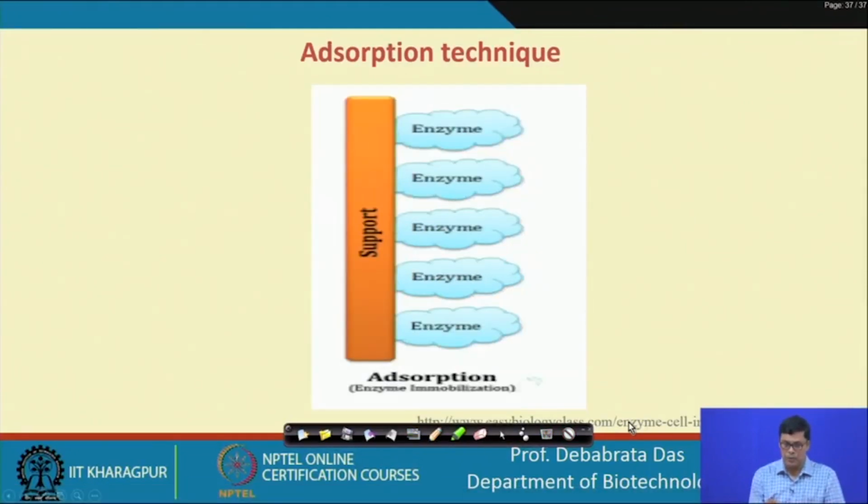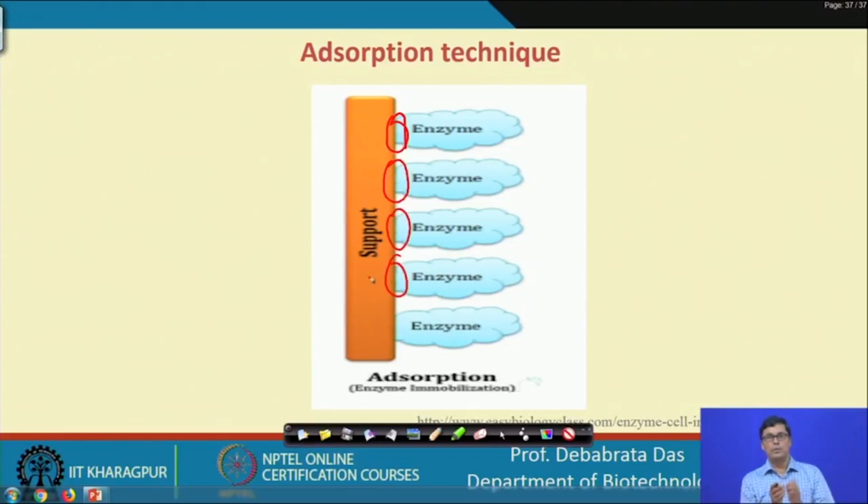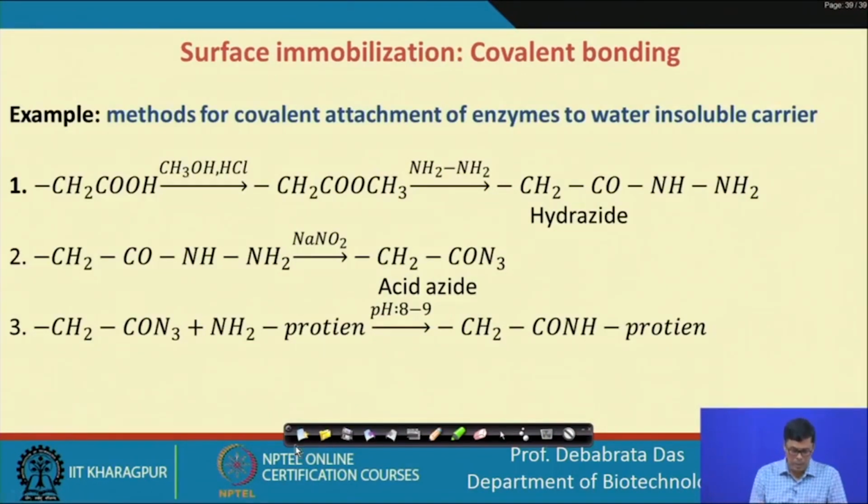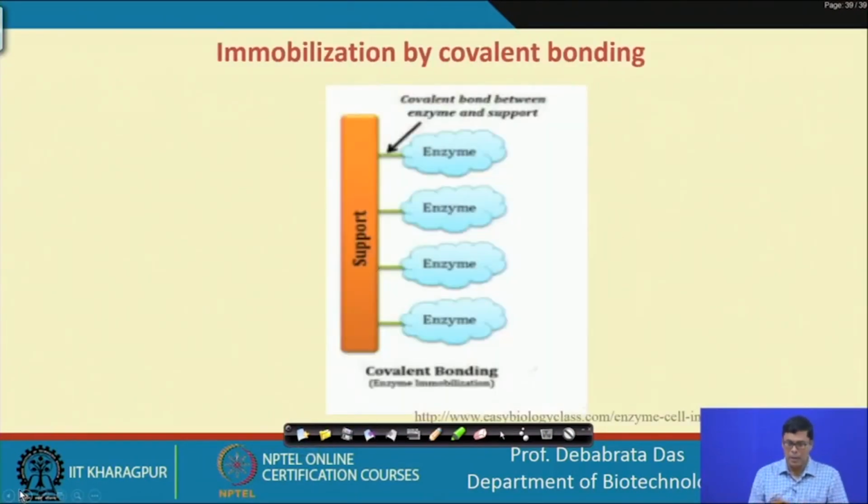And this is the adsorption. This is the simplest technique, because on the solid matrix the enzymes are immobilized on the surface. This type of attraction is mainly due to Van der Waals forces, and you know the Van der Waals forces are very weak. So with a little shear force, if you pass liquid, what will happen? It takes the enzyme away from the solid matrix.